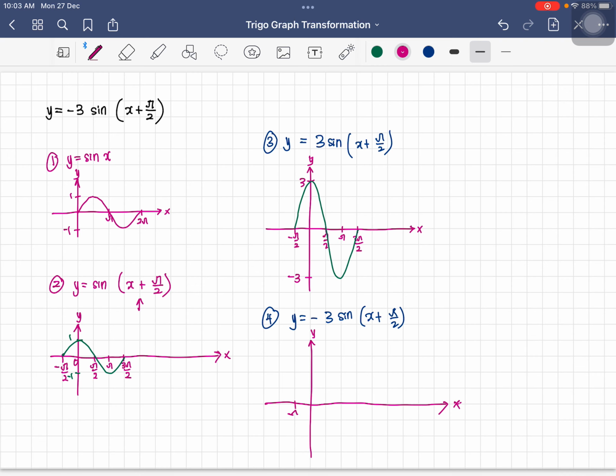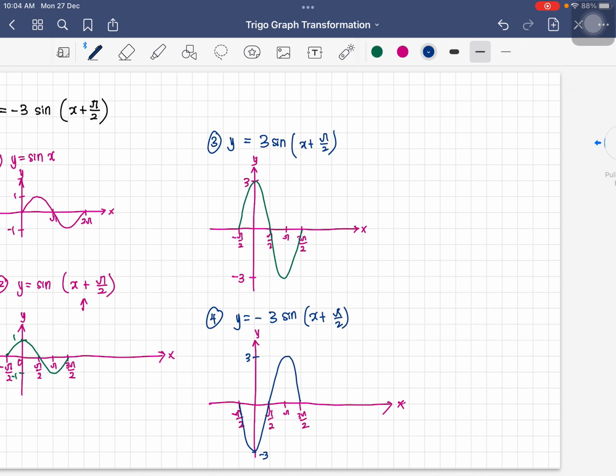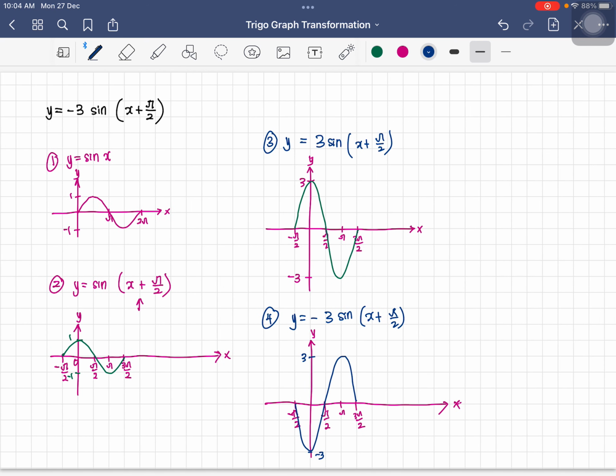So this is -pi over 2. This one is pi over 2. This one is pi, and this one's 3 pi over 2. So I'm going to reflect this about the x-axis. So I'll have something like this. Let me just label this as 3 and -3. So I'll have this one. Okay, so I've got this graph. We are done with this one because it is not mentioned what the domain of x is. So let's just leave it like that.